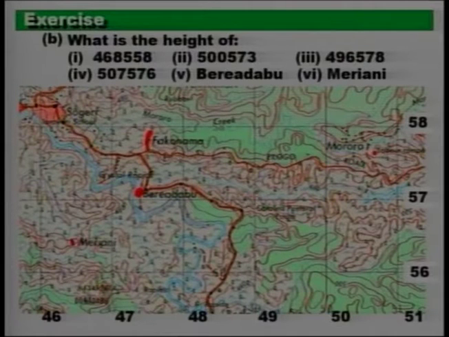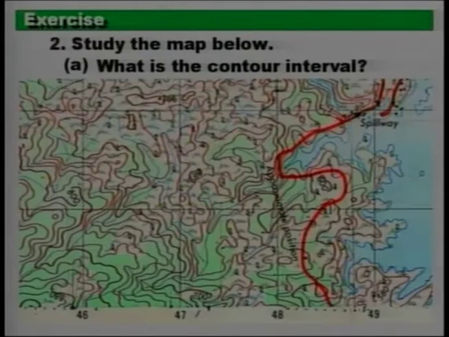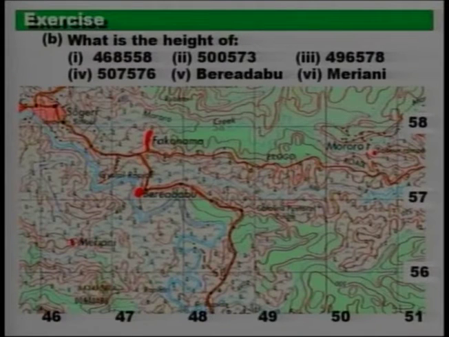And number five, so we'll do only five of those activities. Find the height of Berea Dabu, the place called Berea Dabu. You will find that on your topographic map. So those five activities, using the topographic map, I'd like you to see if you can complete. Don't forget, question number one is to find the contour interval of that map. And question number two, we want you to find the following areas using the six-figure grid reference and give the height using the contours.